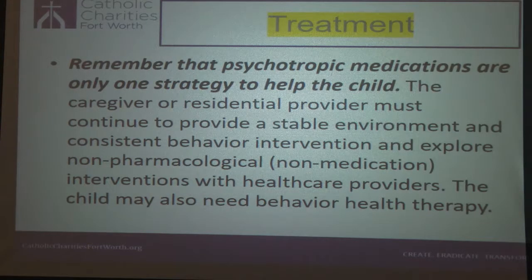Remember that psychotropic medications are only one strategy to help the child. The caregiver must continue to provide a stable environment and consistent behavior intervention and explore non-medication interventions with healthcare providers. The child may also need behavioral health therapy. This is important, especially if they're doing both non-medication and psychotropic medications, and there's a possibility that they can get off of it. So this is one strategy that will help that child.